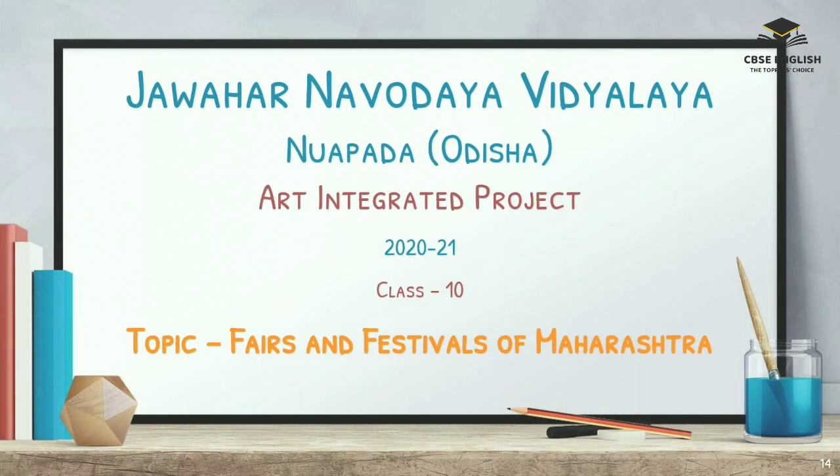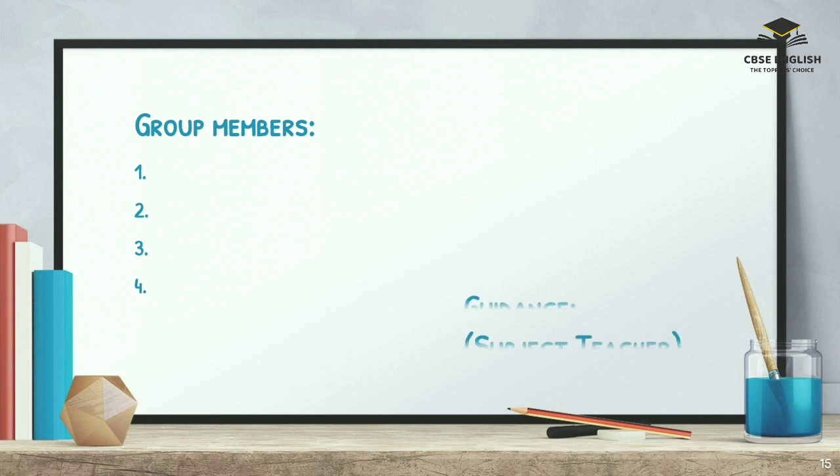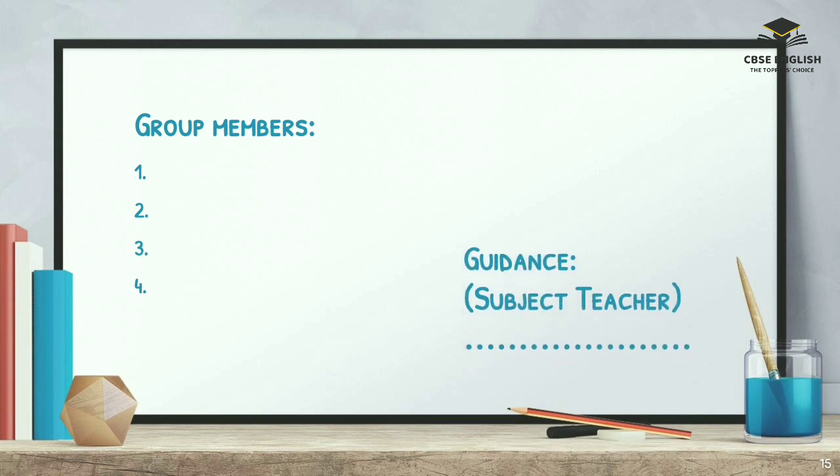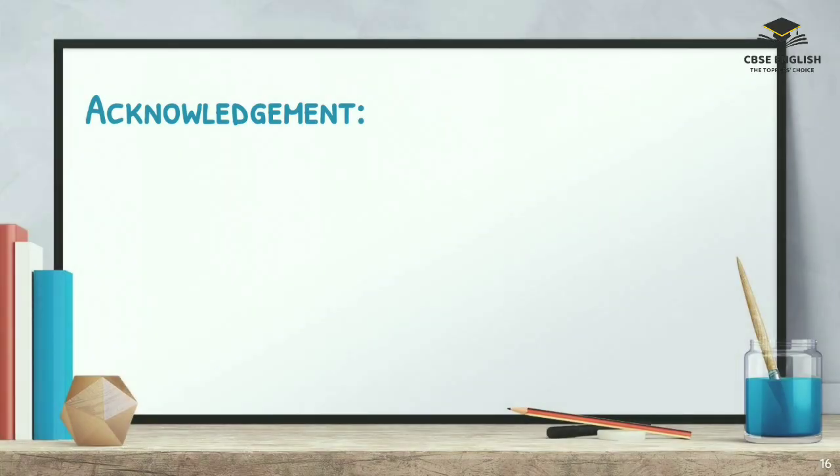Now you can begin your art integrated project like this. This is an example. First, your school name, Jawahar Navodaya Vidyalaya, Nuapada, Odisha. Art integrated project 2020-21. Class 10 or any class that is your class, suppose class 8 or 9. Topic, fairs and festivals of Maharashtra. Then on the next page, you can write names of group members and on the right side guidance, that is the name of subject teacher. On the next page, acknowledgement.